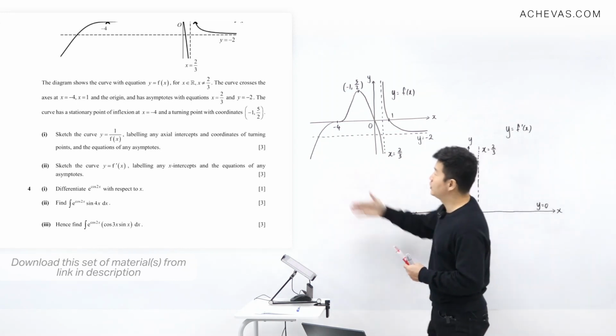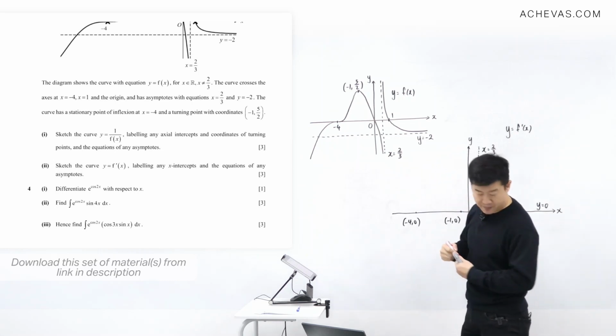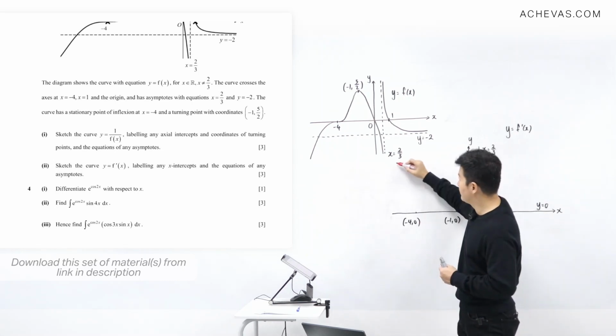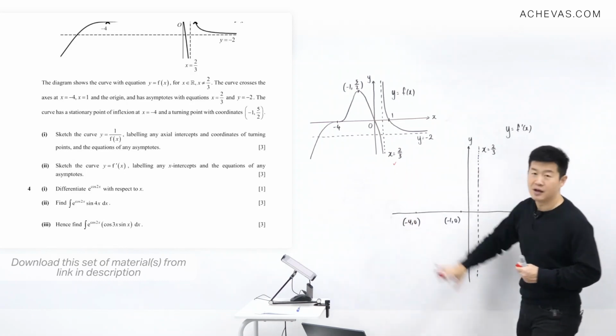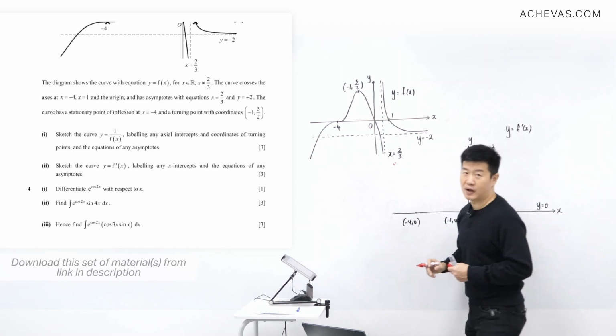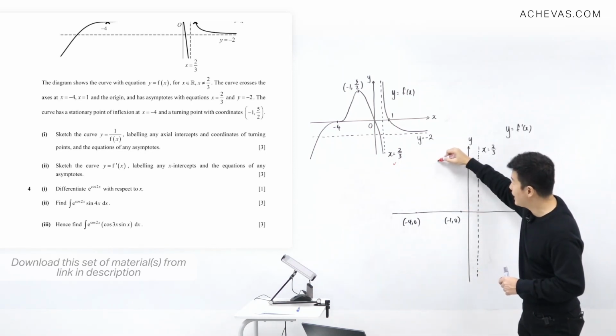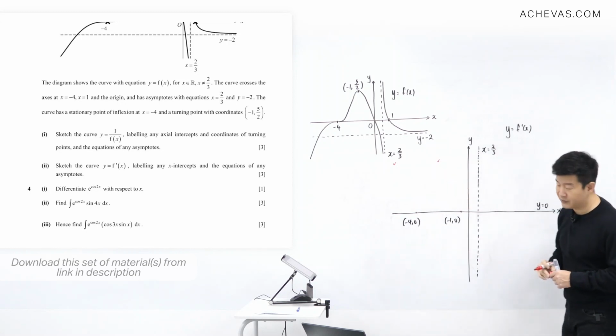For example, all the way to the left of -4, the gradients are all positive, which means that we are going to be expecting the y coordinates to be all positive. My graph must be somewhere here, above the x-axis. Then from -4 all the way until -1, it is still going to be a positive gradient, which means that my graph will still remain as here, the part that is above the x-axis.